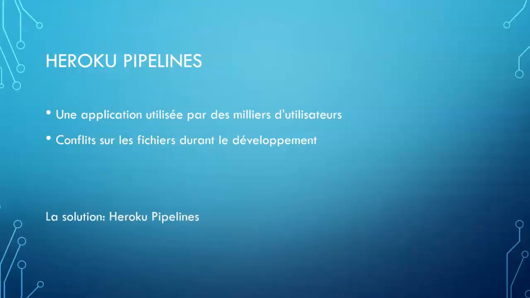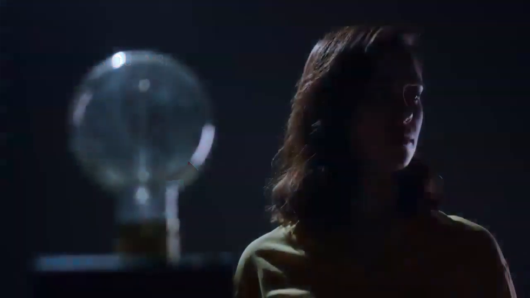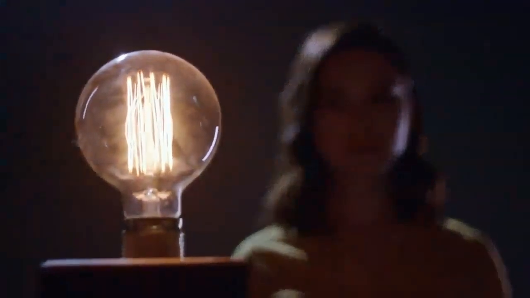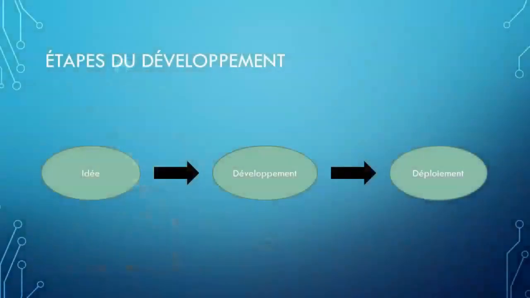To better understand, let's start with the path to take during the development. First, a person has an idea which is then translated into a development project. The developer codes on his computer and he will know that his project is finished and ready to be deployed into an application. How to go from development to deployment as fast as possible? This is the purpose of Heroku pipelines.